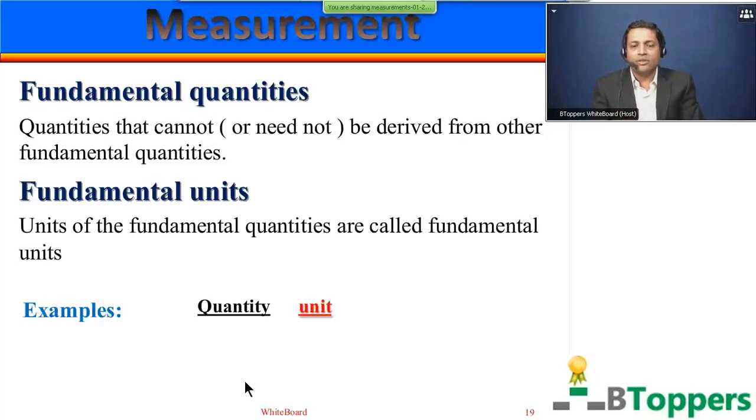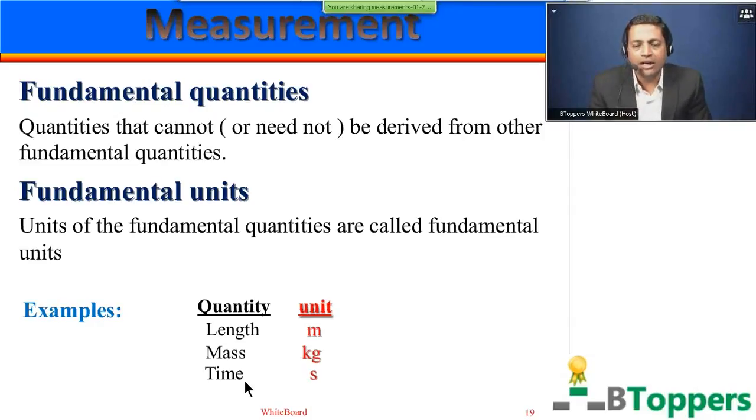And if we look at a few examples of the fundamental quantities and fundamental units, then the quantity is length, the unit is meter. For the quantity mass, the unit is kilogram. And for the quantity time, the unit is second. But then as I told you, these are the fundamental quantities by which we should be able to derive all other quantities that we need in understanding all of the science that we do today.